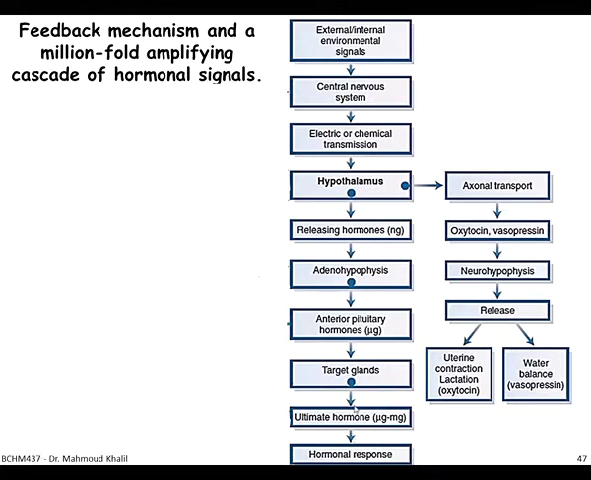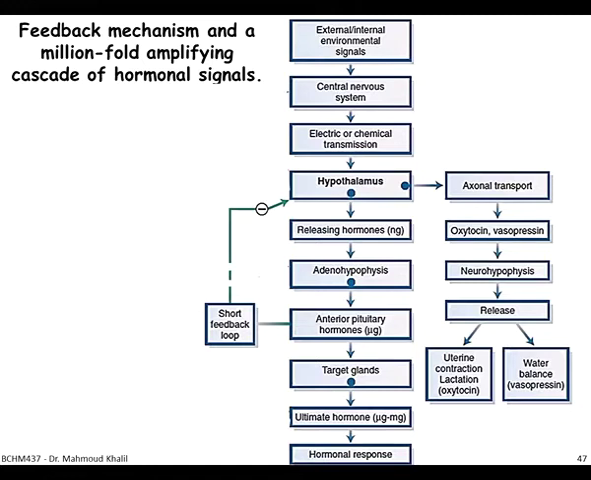Okay, so these are the normal pathways that occur through the hypothalamus, either through the adenohypophysis, which is the anterior pituitary gland, or through the neurohypophysis, which is the posterior pituitary gland.